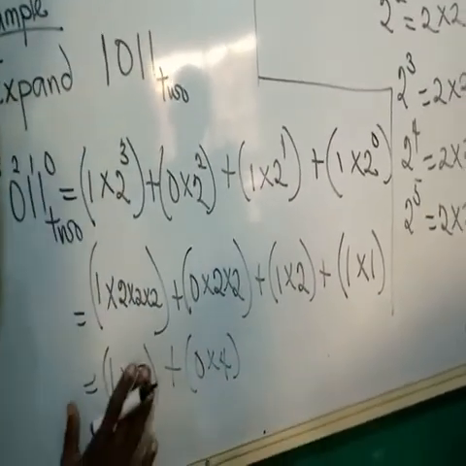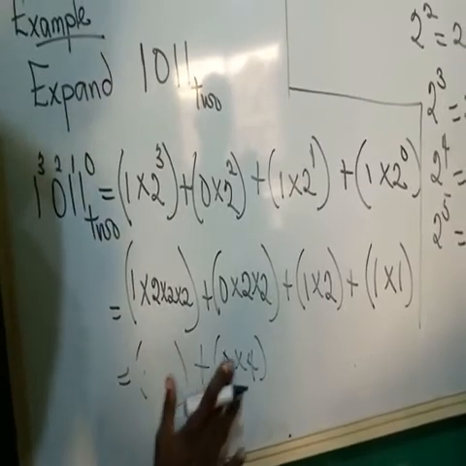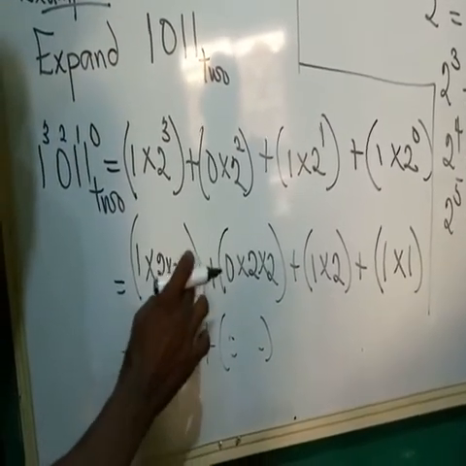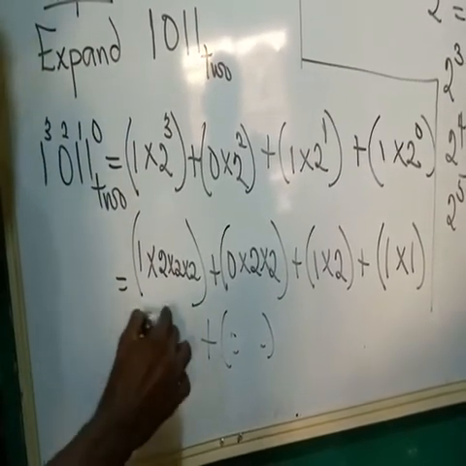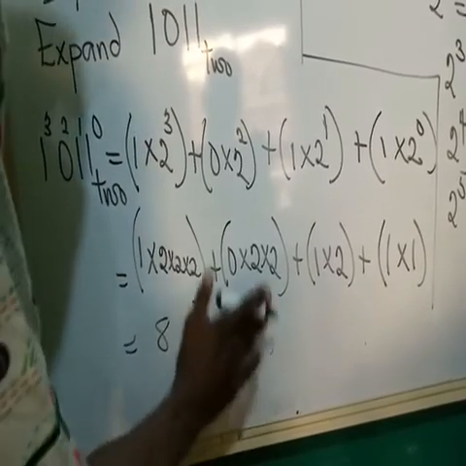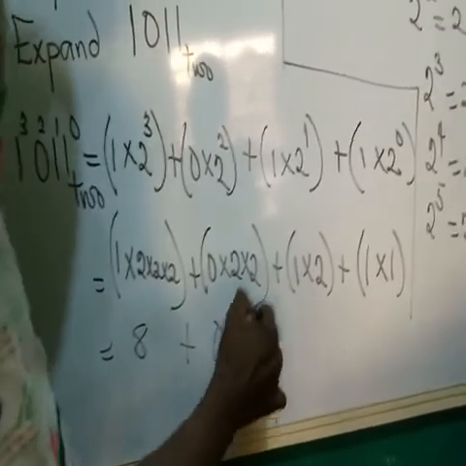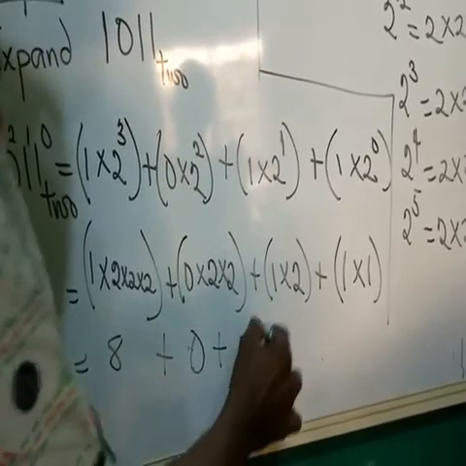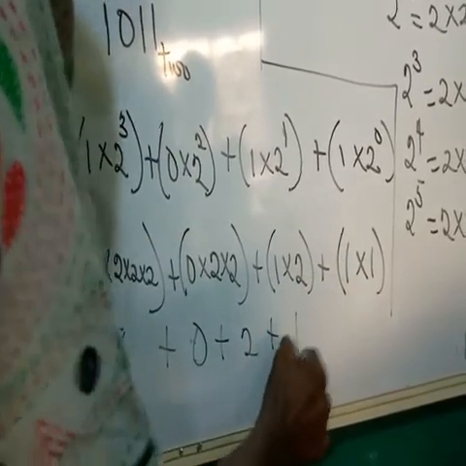Okay, let me just read straight. So you have 1 times 2 times 2 times 2. This is 8. Plus 0. Plus 1 times 2. That's 2. Plus 1 times 1 is 1.